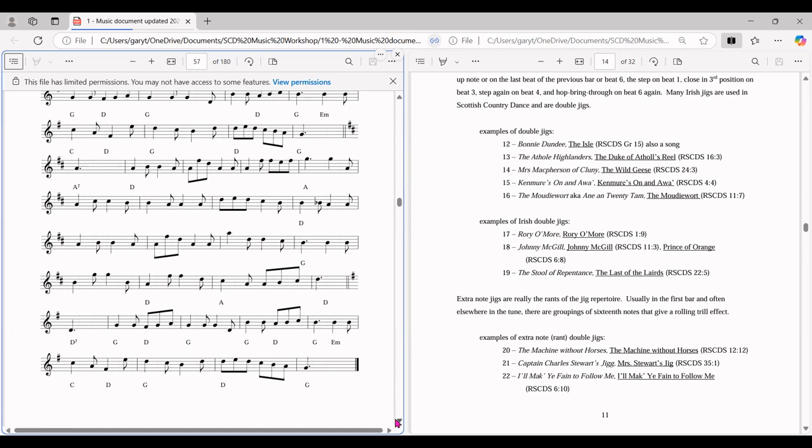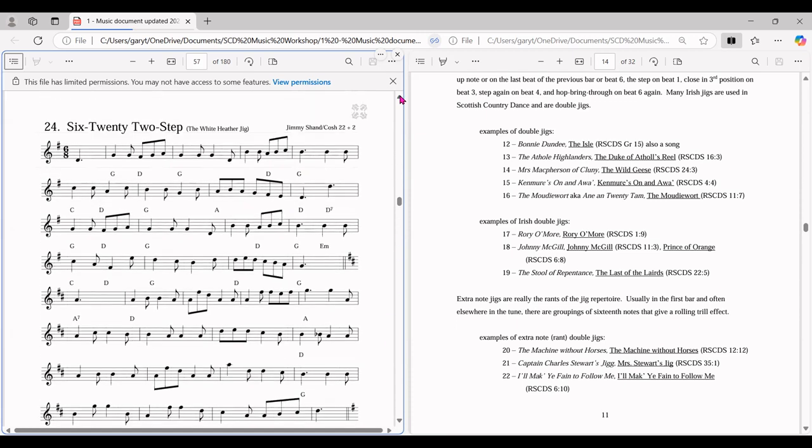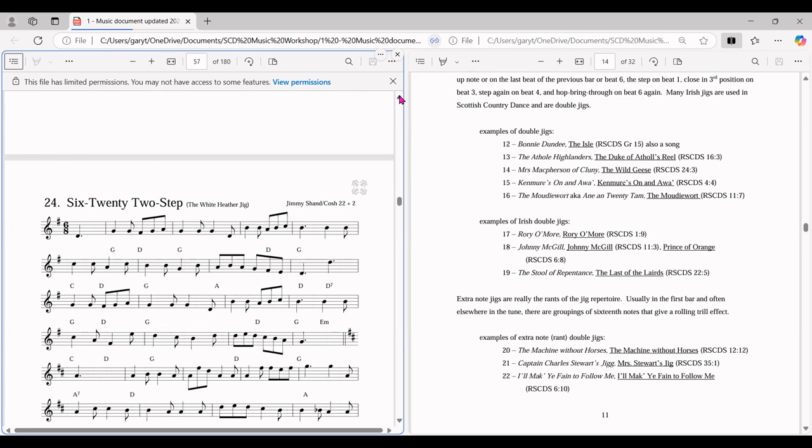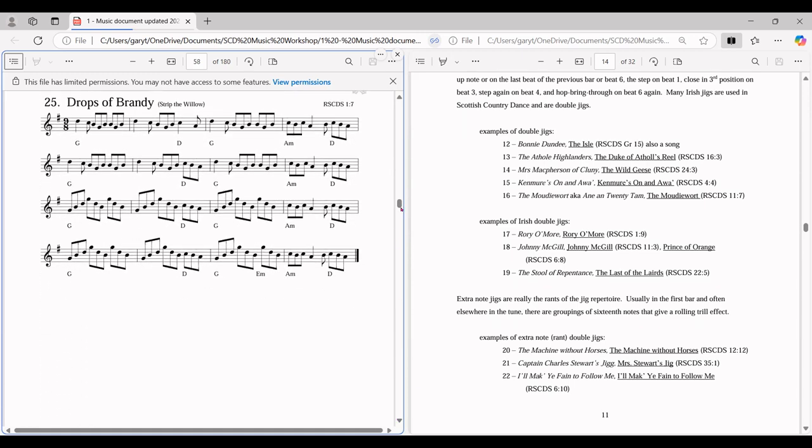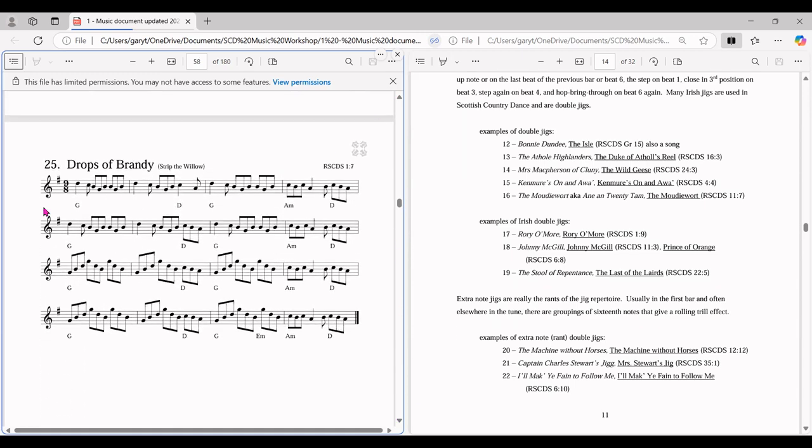They're kind of relaxing sounding tunes. Then you look at which dance it's for and you go, oh my goodness, it's kind of an odd combination. White Heather Jig and moving a mile a minute at the same time. Drops of Brandy. Now we're in 9/8 time.